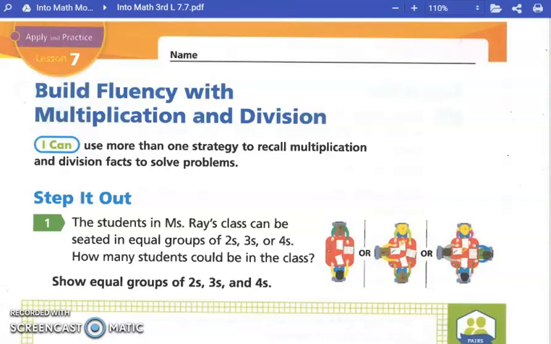All right, today we're looking at lesson 7.7, build fluency with multiplication and division. Our I can statement says we can use more than one strategy to recall multiplication and division facts to solve problems. Let's name our strategies.